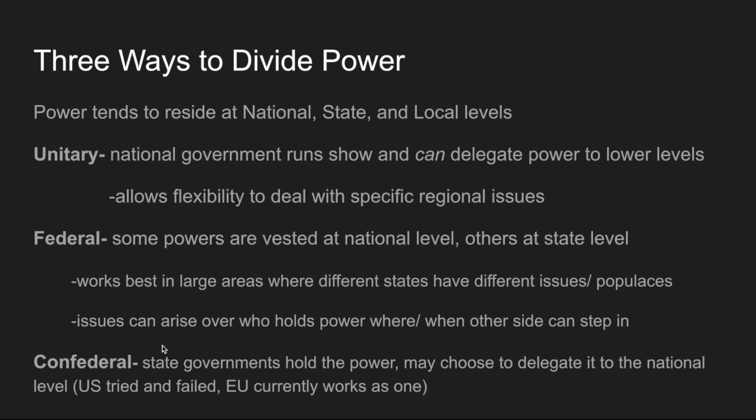So unitary and confederal are exact opposites of each other, and federal, which the United States has chosen, is the middle ground. So that's it. Hopefully you've got a handle now on the different forms of government, a thing or two on how each one works, and at least one example of each one, and also that you know the difference between unitary, federal, and confederal government.